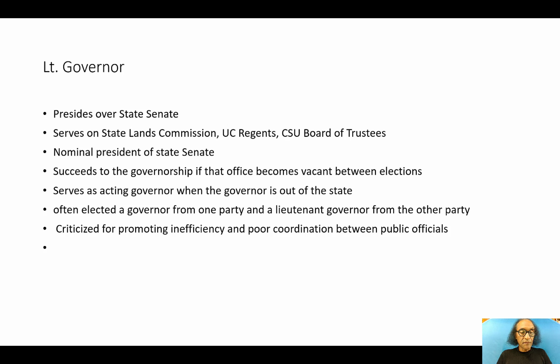This kind of executive arrangement has been criticized for promoting inefficiency and poor communication between public officials, because these offices tend to be independent, and to the extent that there is really no compulsion for them to work together, they operate in their own spheres and domains.